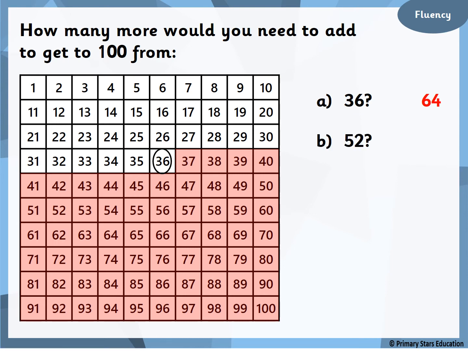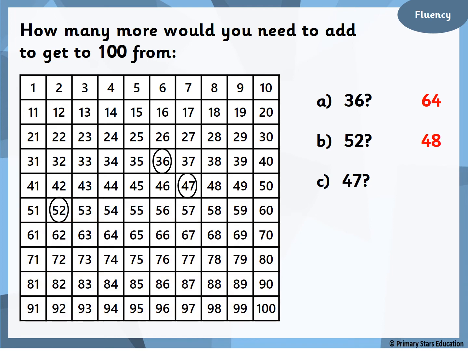So let's have a look at the next one. So 52. So this time, how many ones do you need to get to 60? Okay, and then how many tens do you need to get to 100? Okay, hopefully you counted 8 ones and 4 tens, which makes the number 48.